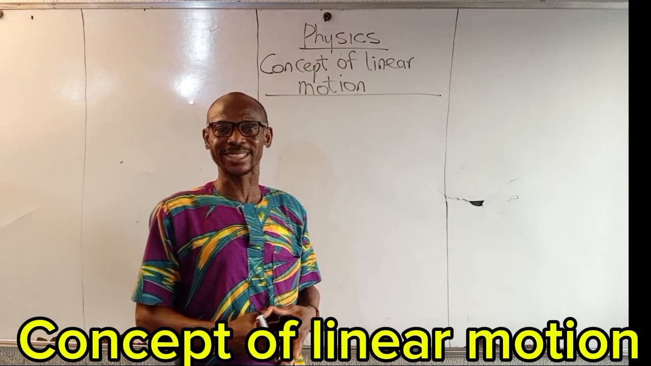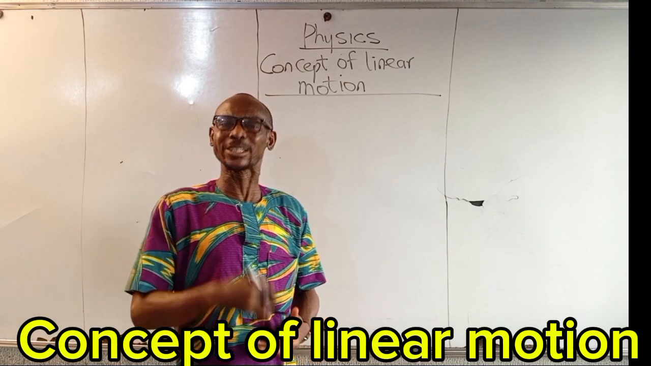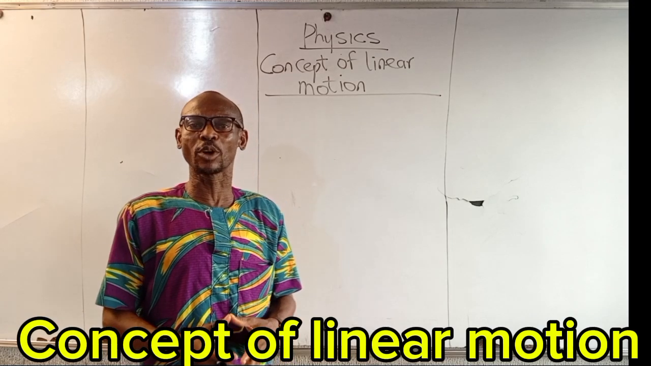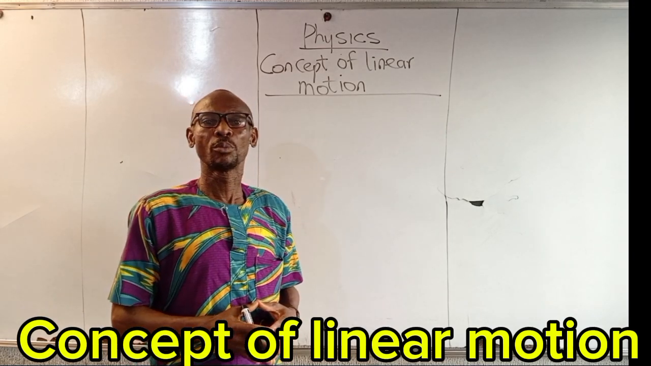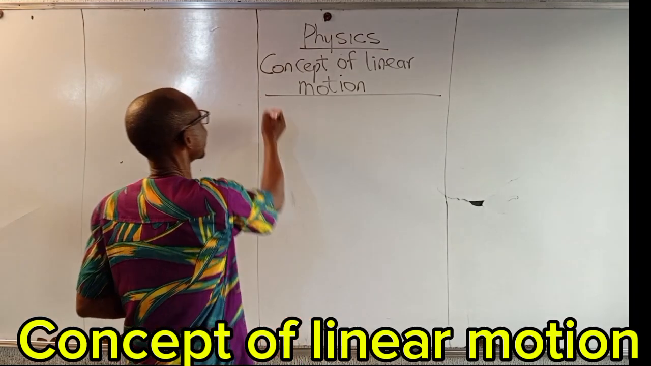Under the concept of linear motion, there are certain parameters, or what we refer to as quantities, that we must understand, that will aid us in calculation and understanding the concept of what? Motion. One, speed. We are going to look at speed.